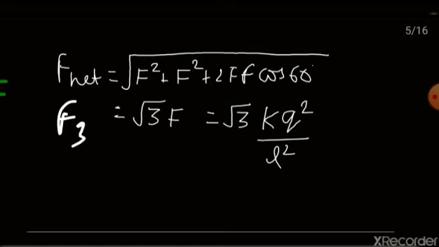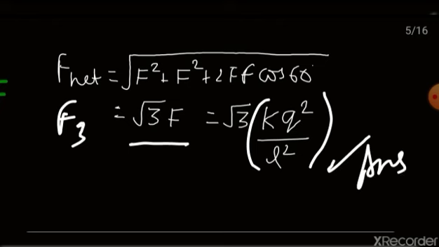I am calling this F net as F3 because this is the net force which is acting on the third charge Q3. So it comes out to be root 3 F. Put the value of F here which we obtained earlier, that is KQ square by L square. So this is the final answer, which is the force acting on this third charge Q3. So we have found the net force which is acting on Q1, the net force which is acting on Q2, and the net force which is acting on Q3.